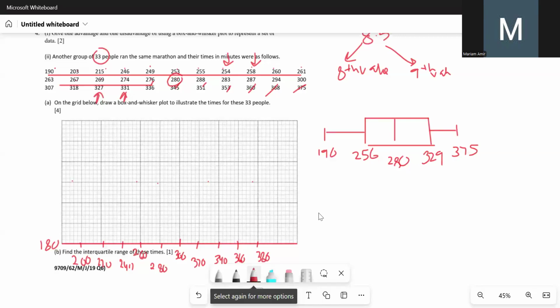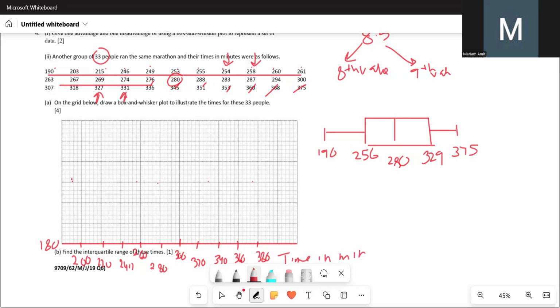Okay, so I've filled it completely, and remember to label the x-axis, which is time in minutes. So write time in minutes. The lowest data value is 190. 190 would be exactly in between 180 and 200. So we could make a small line here, or even a dot would work. Then we need to plot 256. So that's 220, 240, and this would be 250.